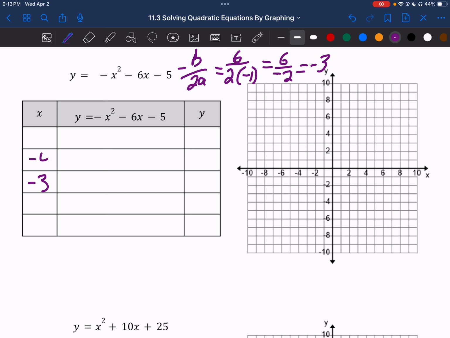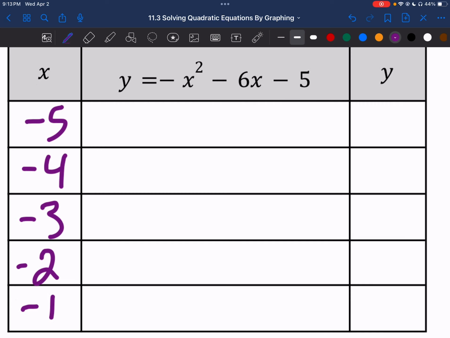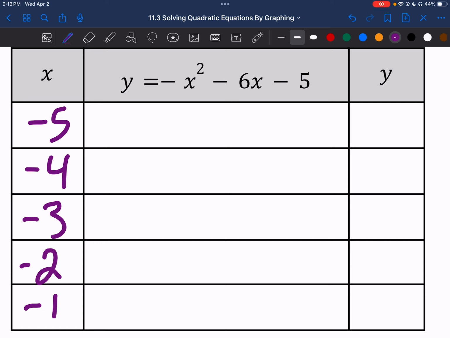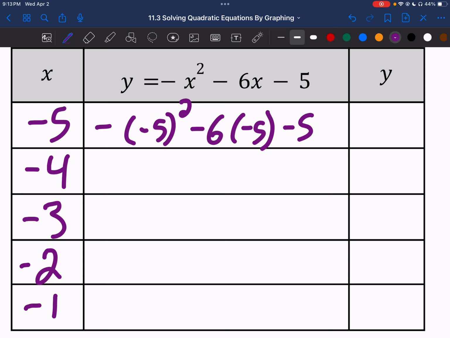So we're going to go negative 4 and negative 5 to the left, negative 2 and negative 1 to the right. So we're going to substitute in. We have the opposite of negative 5 squared, minus 6 times negative 5, minus 5, and that gives us 0.